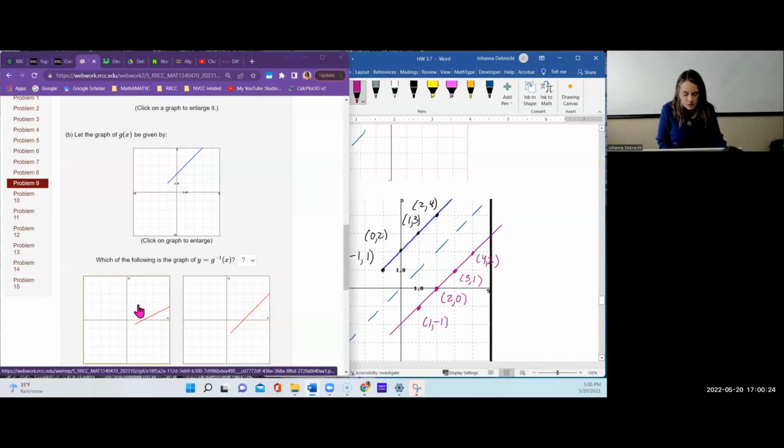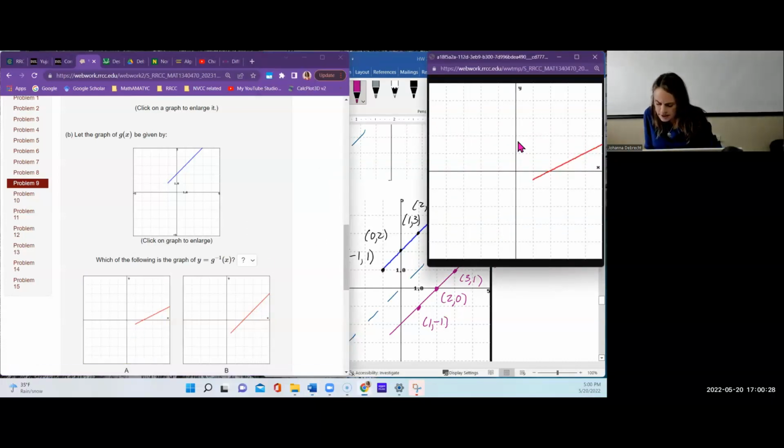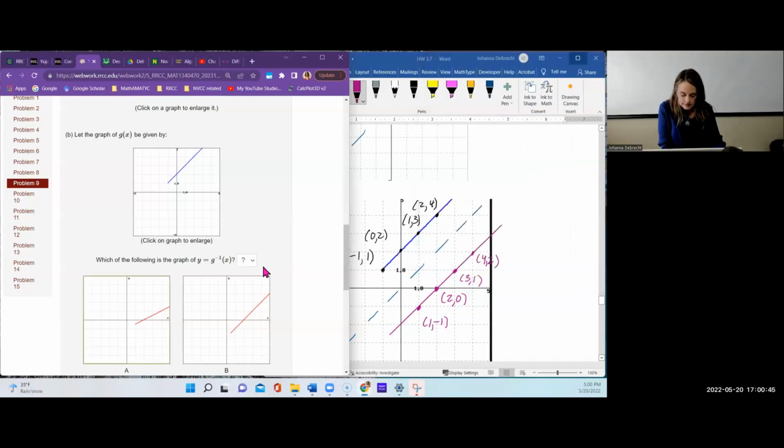Let's check the scale because I think the scale is different. The scale is different. I think that says 9. Is that really a 9? No, it's a Y. Good heavens, I need new glasses. Looking at this, it does not go through the ordered pair 1, -1, so that can't be correct.